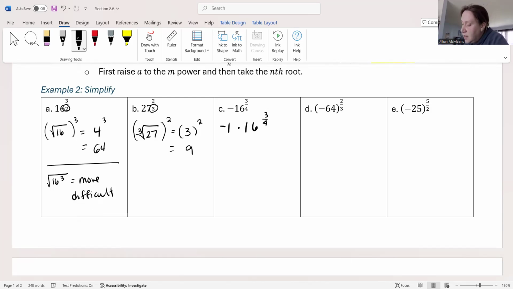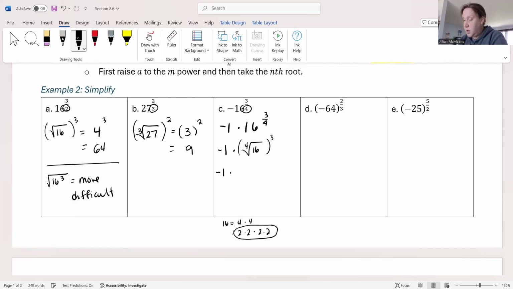Okay. So we get -1 times, well, my index is 4, so that tells me I have the 4th root of 16 to the 3rd power. So with 16, we're looking for one of 4 identical factors. So 16 is the same as 4 times 4. But 4 is really the same as 2 times 2. So I've got 2 times 2 and then again 2 times 2. So I've got my 4 identical factors. So the 4th root of 16 is just 2.